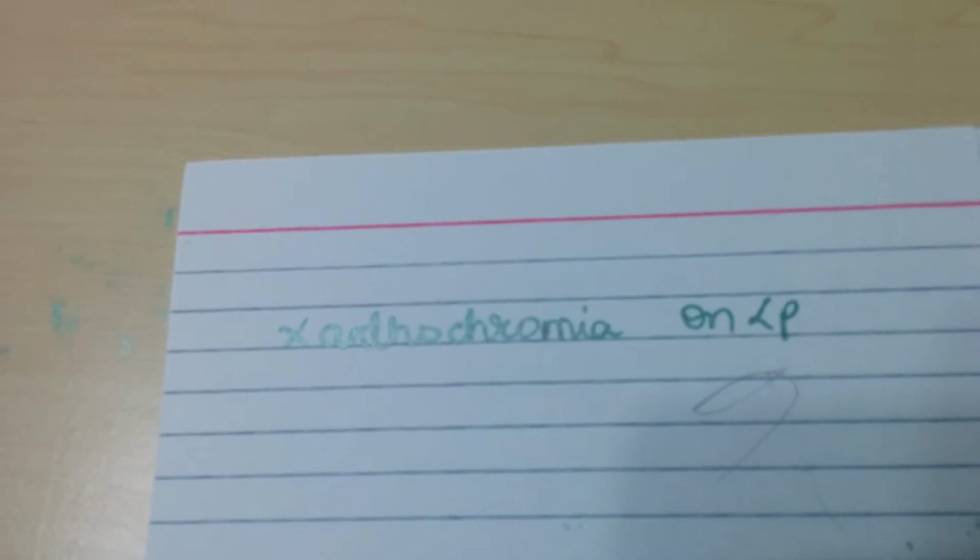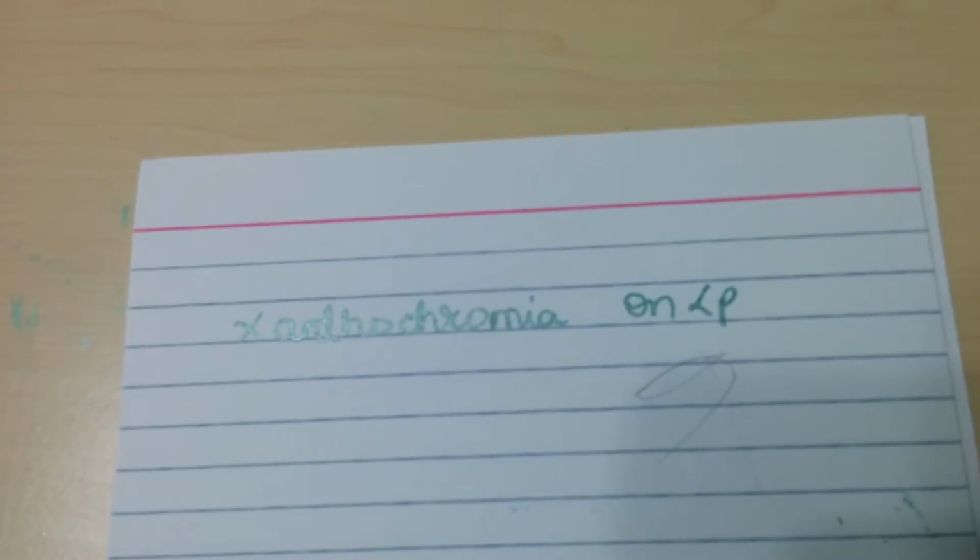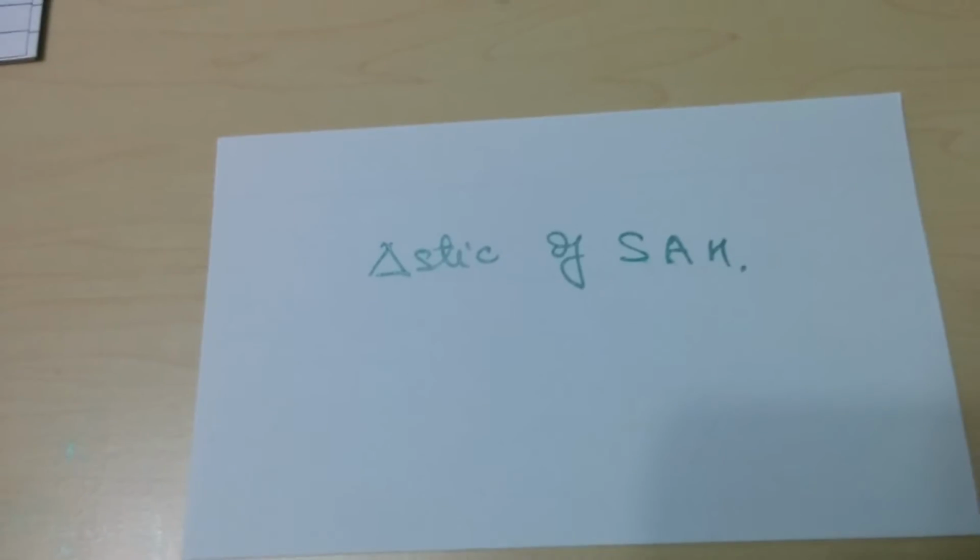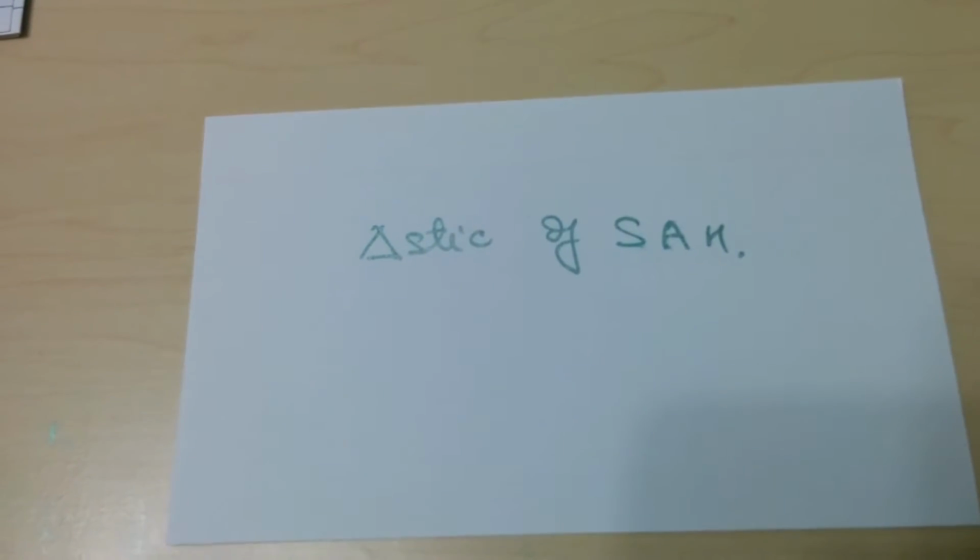If you see xanthochromia on lumbar puncture, this is diagnostic of subarachnoid hemorrhage.